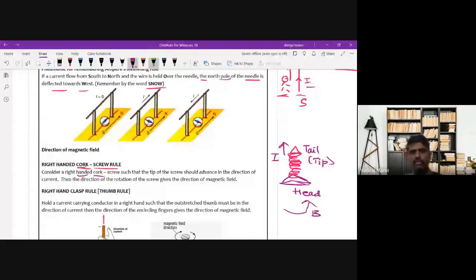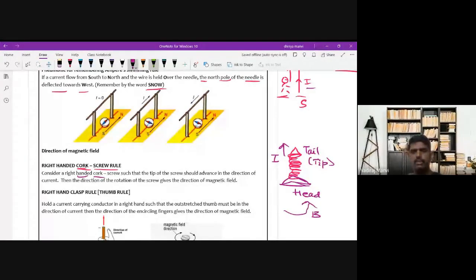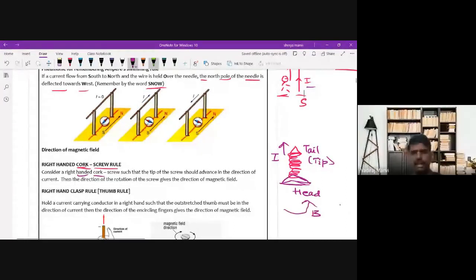If you make it clockwise, then obviously the tip will come down. So I told you if the current is downwards, then the magnetic needle will deflect towards the right. So this is called the right-handed corkscrew rule, according to which when I rotate a screw, in whichever direction the head of the screw rotates, if it gives the direction of magnetic field, then in whichever direction the tip of the screw moves or advances will give the direction of current. So this is another way, but still this was a confusion.